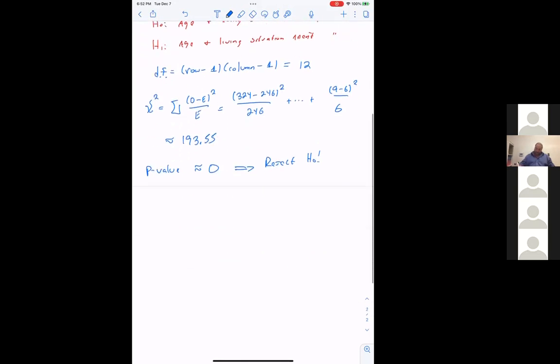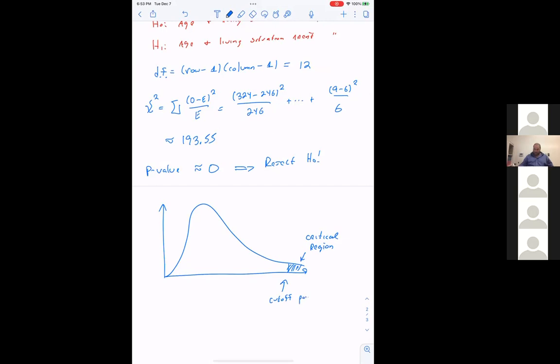Now, the chi-square graph looks something like this. It's a very right-skewed graph. So your critical region, the rejection region, where you would have to be to reject the null hypothesis, is off to the far right. So big chi-squared values is when we would reject. 193.55 is pretty large in the grand scheme of things. It would be nice to know what the cutoff point is. What is the critical value? What is the value for which any chi-squared past that, we reject the null hypothesis, and any chi-squared before that, we do not reject the null hypothesis?